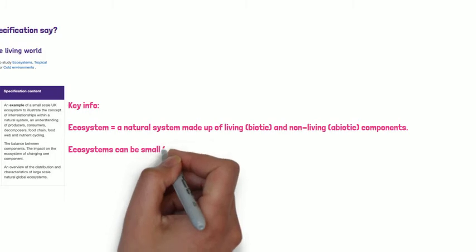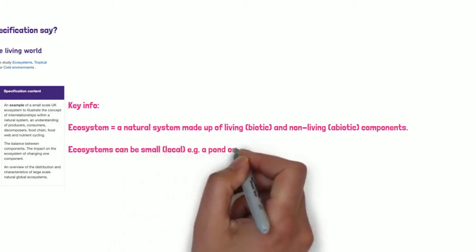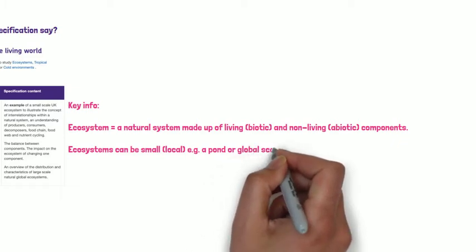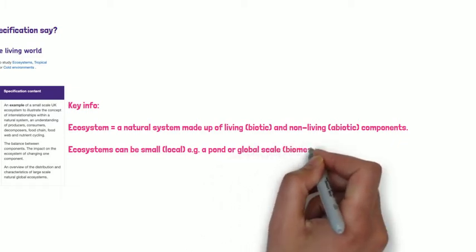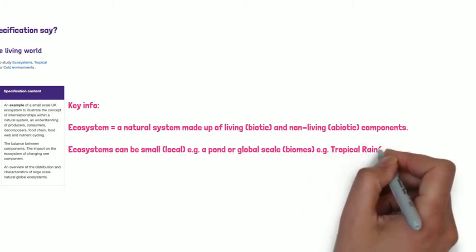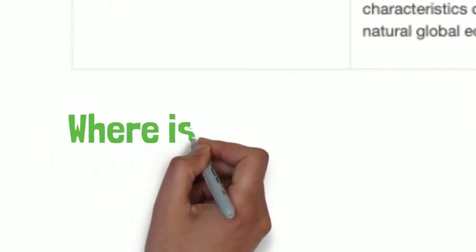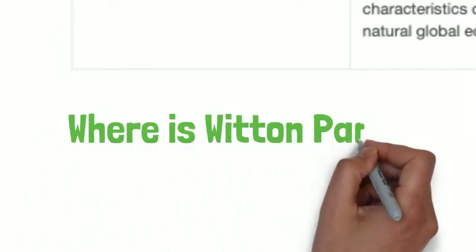So ecosystems can be small scale, so local, such as, for example, a pond or a local woodland, and they can also be global scale, such as biomes. An example of that is tropical rainforest, which obviously we find in many continents across the world.